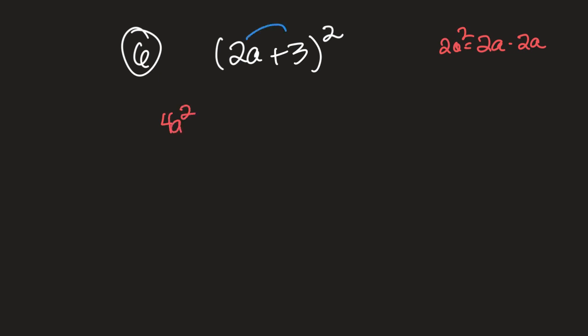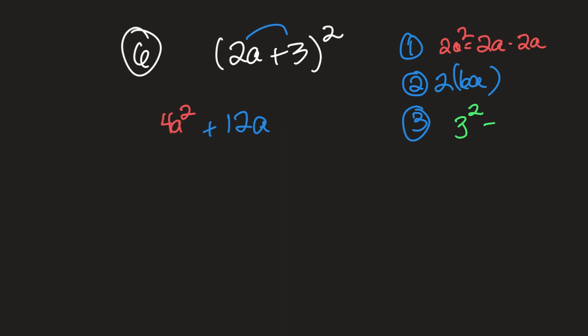Next, you're going to multiply these two together, and that gives you 6a. But the rule is you have to double it. You have to multiply it by 2. So that's your second step, and that gives you plus 12a. Your last step is to square your last term right here. So we're going to take 3 and square it, and that gives you plus 9. And this is your final answer.